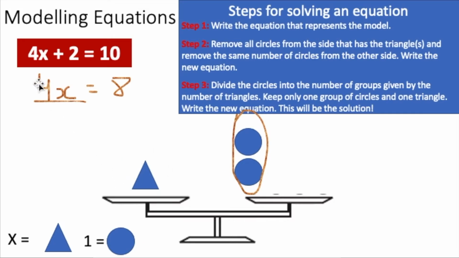Okay, so really, ultimately, I've just divided by 4 groups. So I've gotten rid of that x. So this is what has happened. And now 1x is equal to 2. Okay, and that's the solution to the problem. So when I ask you to model or solve or prove, this is what I'm looking for.